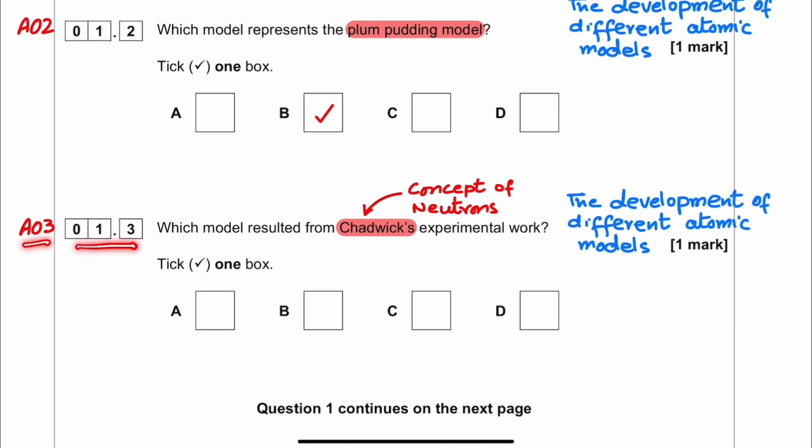1.3 is an AO3 question. The student needs to apply their knowledge and figure out which figure gives the correct information about Chadwick's experiment. Which model resulted from Chadwick's experiment works? This question is again from the topic of the development of different atomic models. Chadwick's experiment is related to the discovery of neutrons, and the neutrons are present in the nucleus, and the nucleus is a combination of both protons and neutrons.